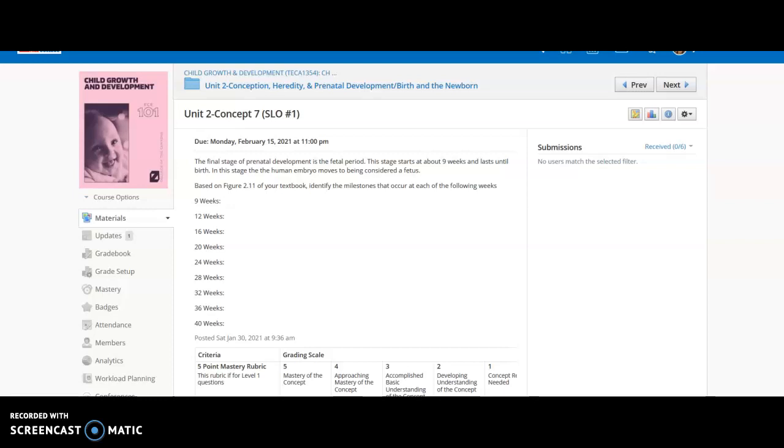Unit 2, Concept 7 is also one that I'm going to leave to you to go on your own. I just want you to take note of certain milestones that are occurring during the fetal period of development. This is going to be our last and longest period of development. It goes from 9 weeks till birth, so about 40 weeks, 41 for some of us, right?